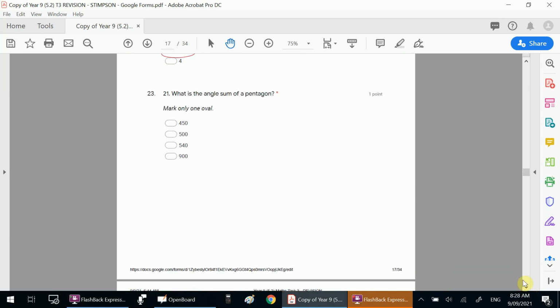What is the angle sum of a pentagon? Well, a pentagon has 5 sides. And so the formula is 180 times the number of sides minus 2. So 5 minus 2 is 3. 180 times 3 is 540. There we are.